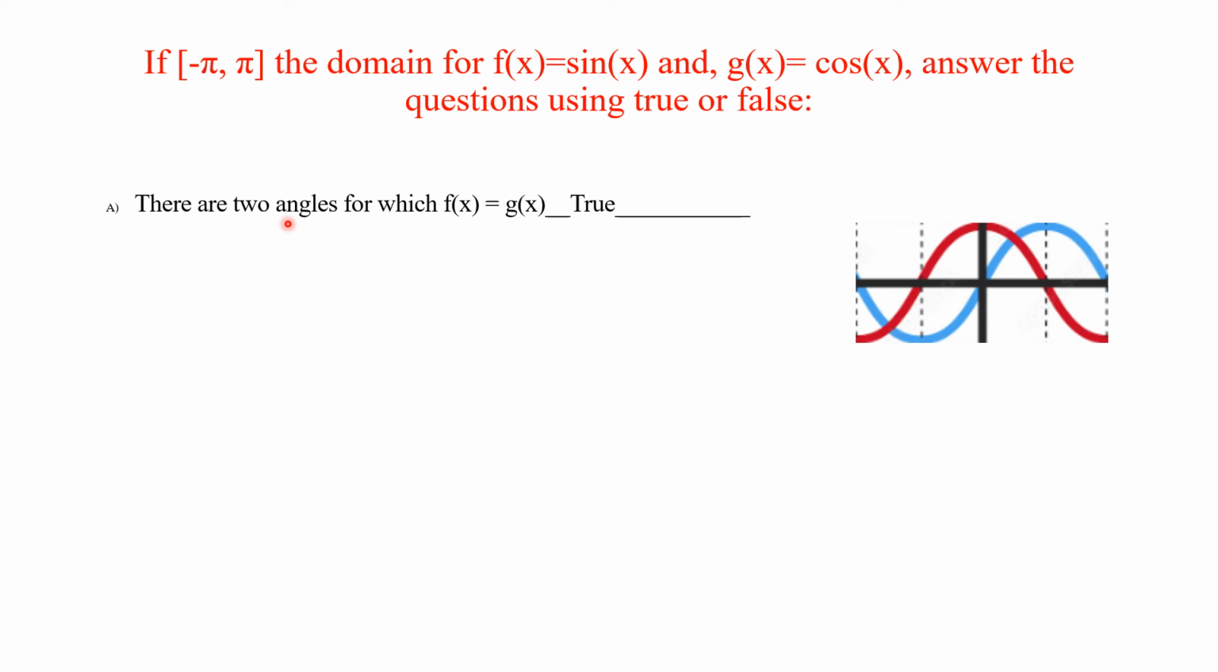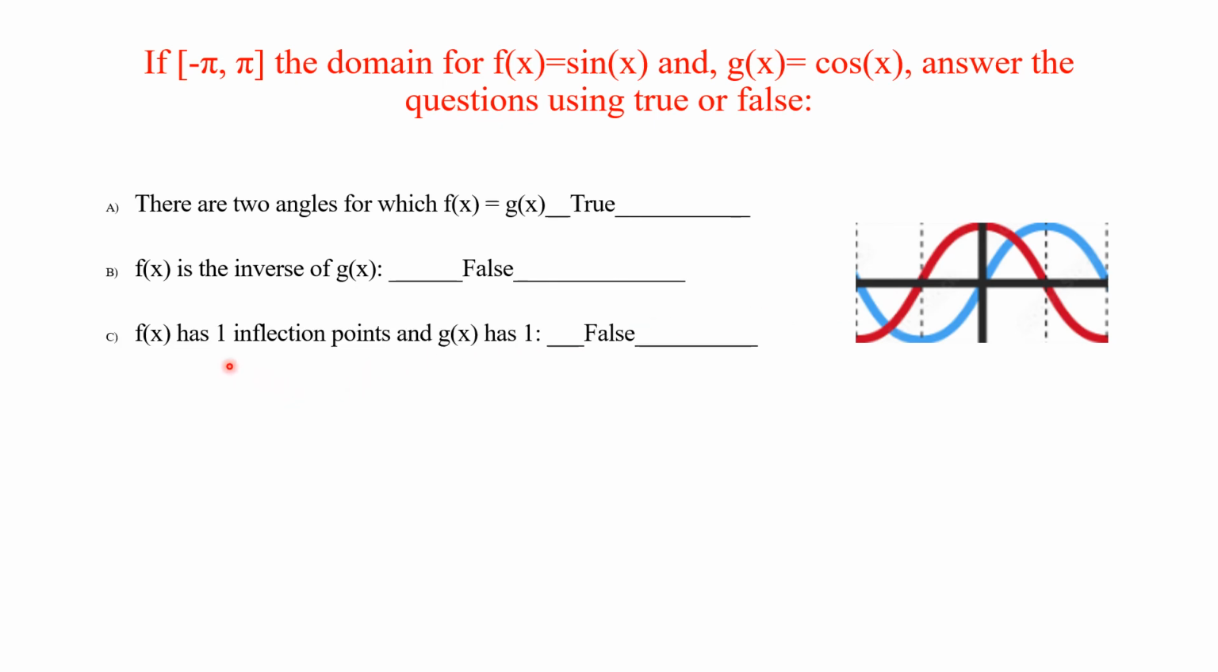The first question is, there are 2 angles for which f of x equal to g of x, and the answer is true, because this is the first angle, which is pi over 4, and this is the second angle, which is -pi over 4. So the first is true. The second question says f of x is the inverse of g of x, which is not true. It's obvious from the drawing here. This curve is not the inverse of this curve. No question. So that's false.